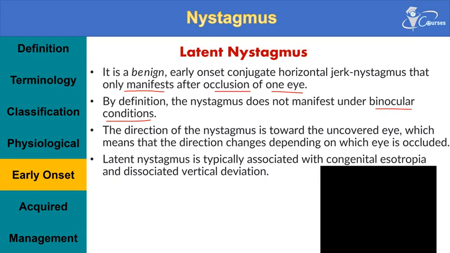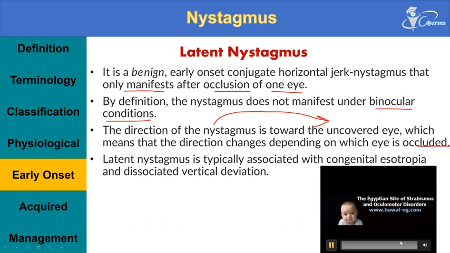If the patient is under binocular condition, he is normal. You just occlude one eye, and the other eye shows nystagmus. And the direction of nystagmus is always pointing toward the uncovered eye, which means that the direction changes depending on which eye is occluded. And usually it's associated with congenital esotropia, as we mentioned, and dissociated vertical deviation.